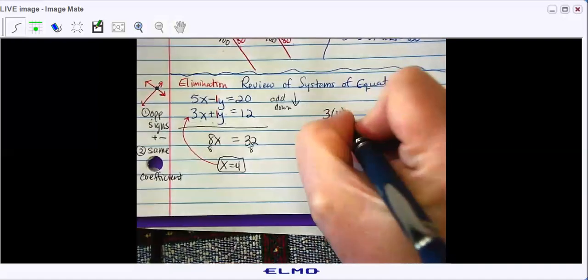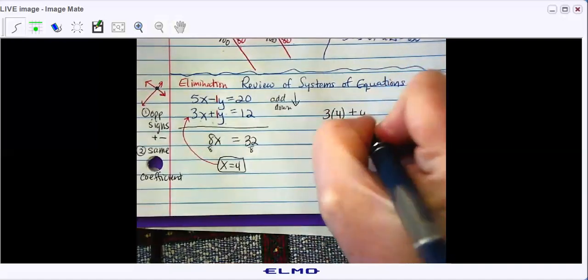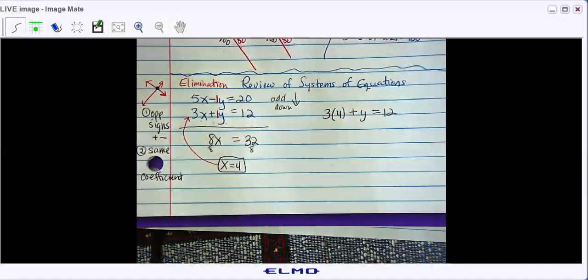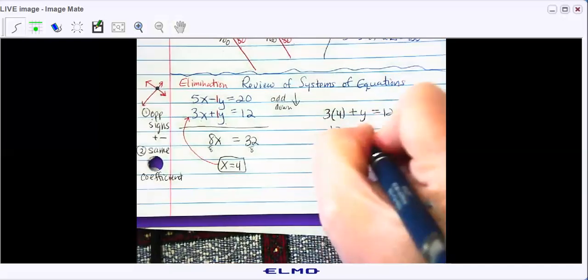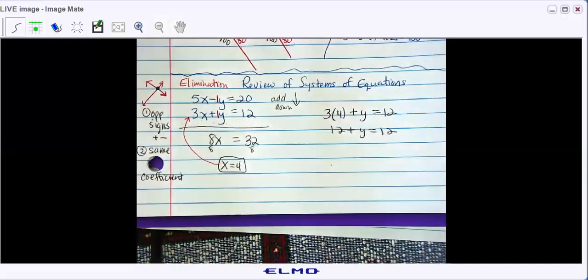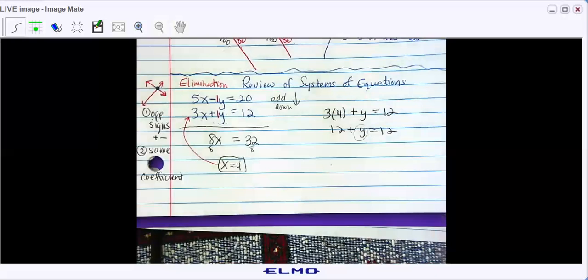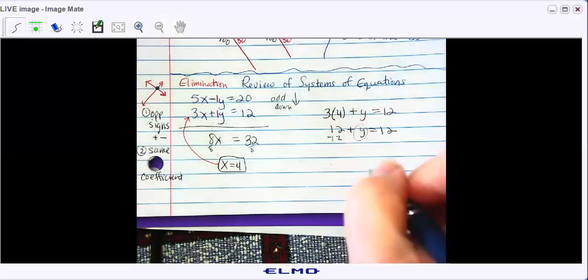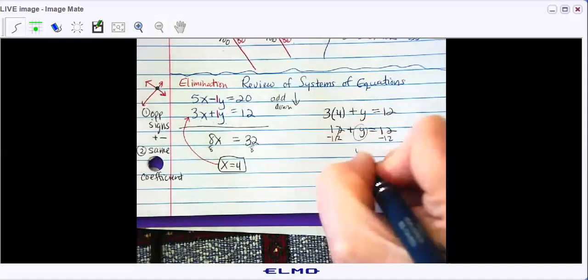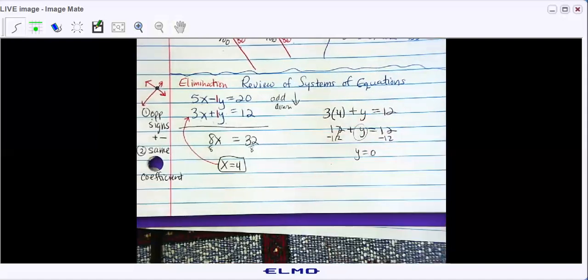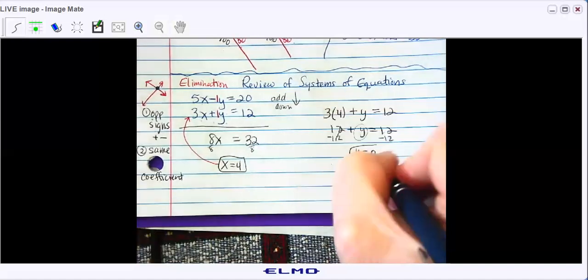So 3 times the value of x, which was 4, plus y is equal to 12. And then solving, 12 plus y equals 12. Well, our equation solving skills say I want to get the y by itself, so I'm going to subtract this 12 on the left, and we get y equals 0. 0 is a number, so we have x equals 4 and y equals 0.